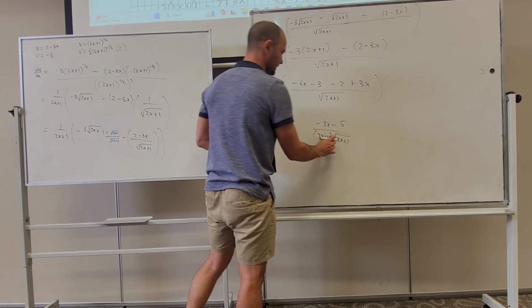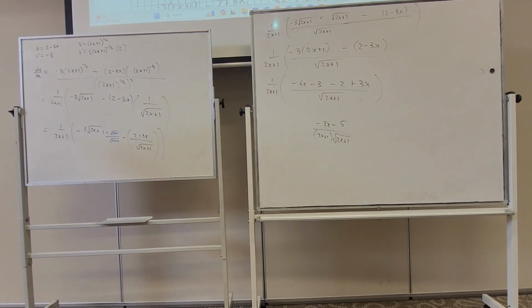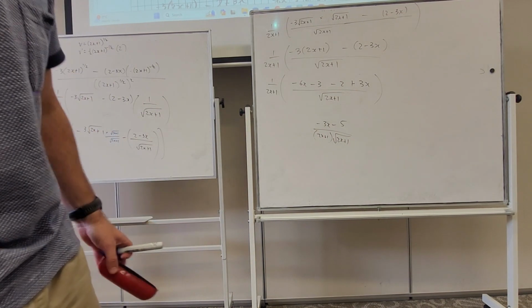Now you must put brackets around it, otherwise it looks like you've got 2x plus the root, but you're multiplying them together. Okay, any questions about that one? All right, let's talk about 9b then.